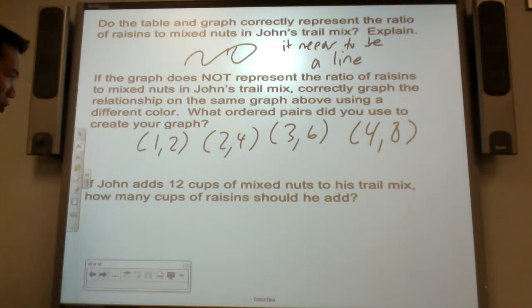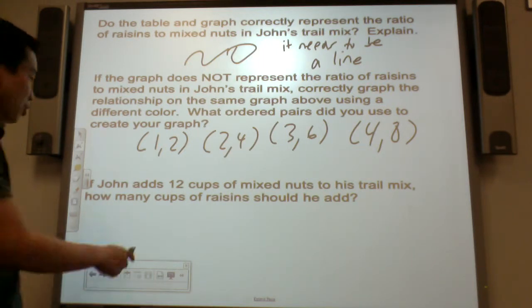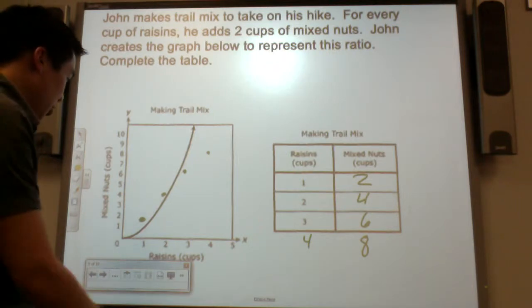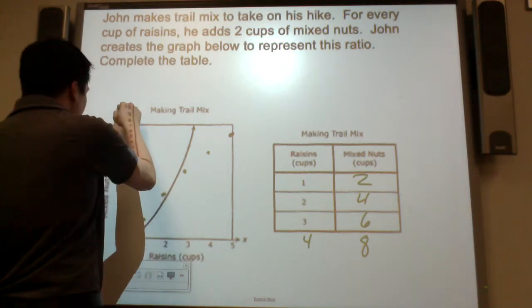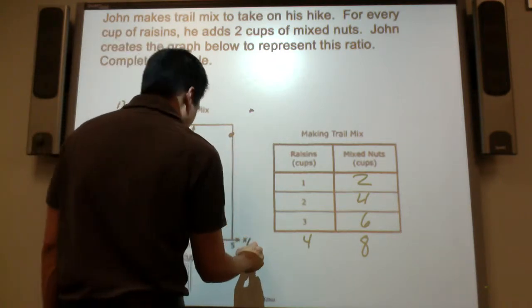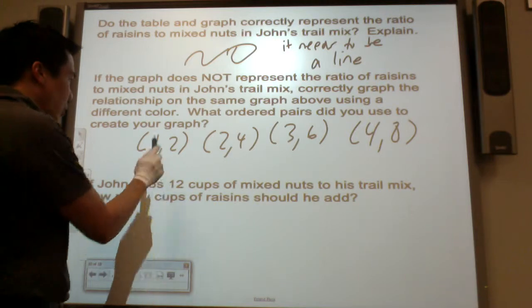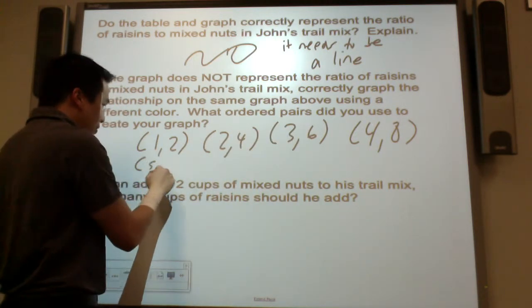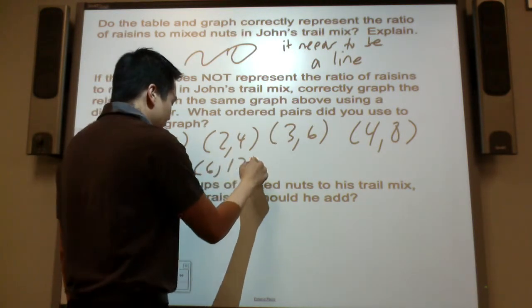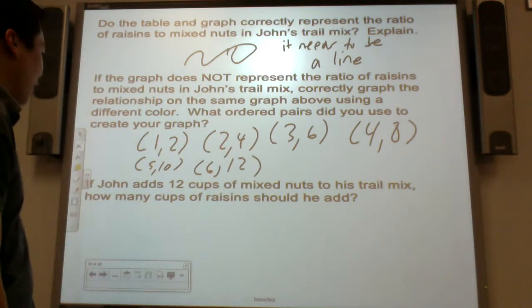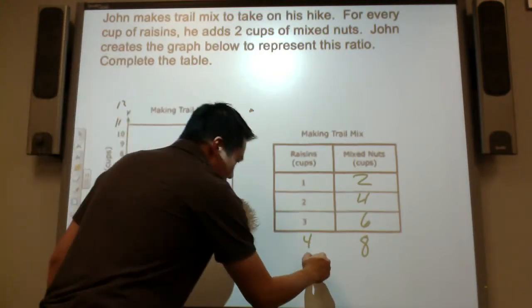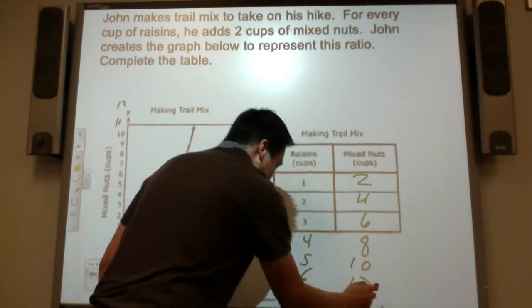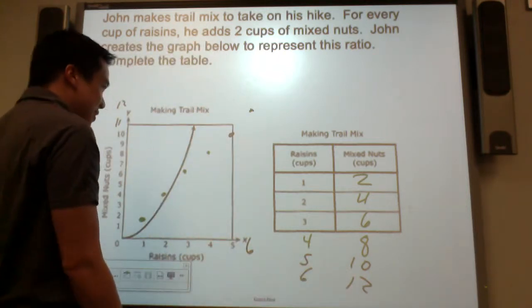If John adds 12 cups of mixed nuts to his trail mix, how many cups of raisins should he add? So let's go back. So if you want to do it, 5 would be 10. So 12, would it be 6? I think so. 1, 2, 3, 4, 5, 10, 6, 12. It is. So if he has 12 cups of mixed nuts, you look at your table. So many ways to find an answer. 12 cups of mixed nuts, you need 6 cups of raisin.